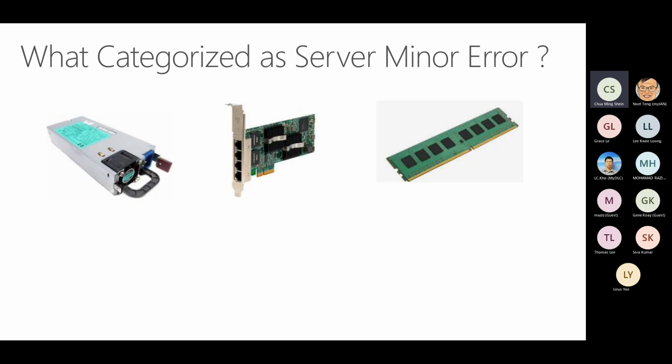Examples of a server minor error are a power supply failure, a network card failure, or an RDMA card failure. Although the server is up, the servers cannot talk to each other, so it will be categorized as down as well. Or maybe a RAM failure. All of these are considered server minor errors. When you have the failed part replaced and the server is up, everything will auto repair and auto resync for you. You don't need to do anything.